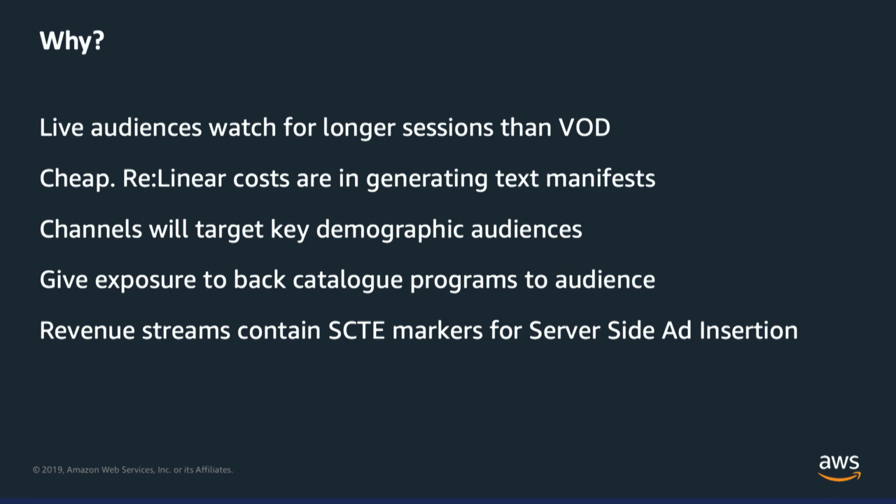As we mentioned, yeah, it's cheap. The only real costs are generating text files. So you can imagine that just from a compute standpoint, generating text files is a lot less computationally intensive than re-encoding video assets over and over and over again. Channels will target key demographic audiences, so they can start to address their audience in a much more discrete way. So they can say, right, we're going after females from the age of 18 to 40. These are the postcodes that are most likely to watch it. We can target that as well.